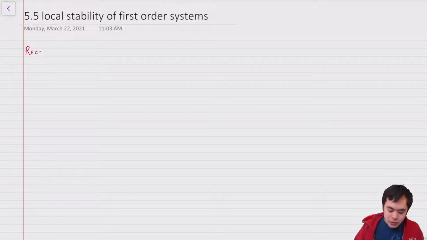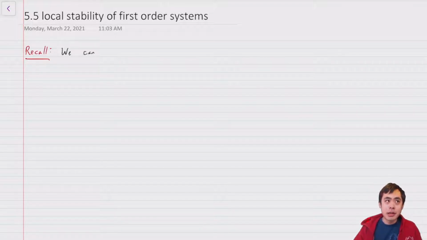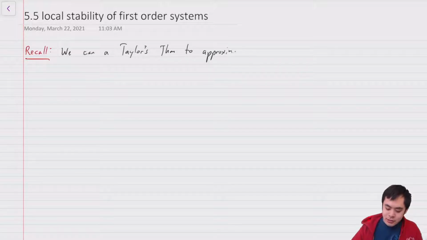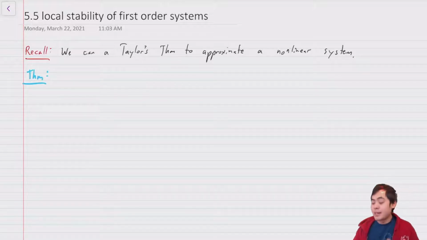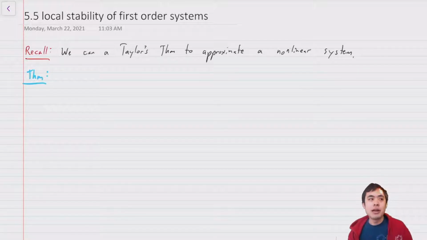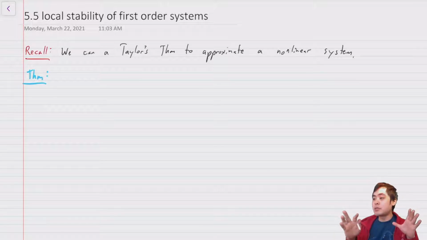So first, recall from Chapter 2 and also from our homework from last week that we can use Taylor's theorem with remainder to approximate a nonlinear system of equations. And this allows us to say a lot, at least locally, about nonlinear systems in a small neighborhood around an equilibrium, because we can linearize around that equilibrium and then look at the Jacobian.